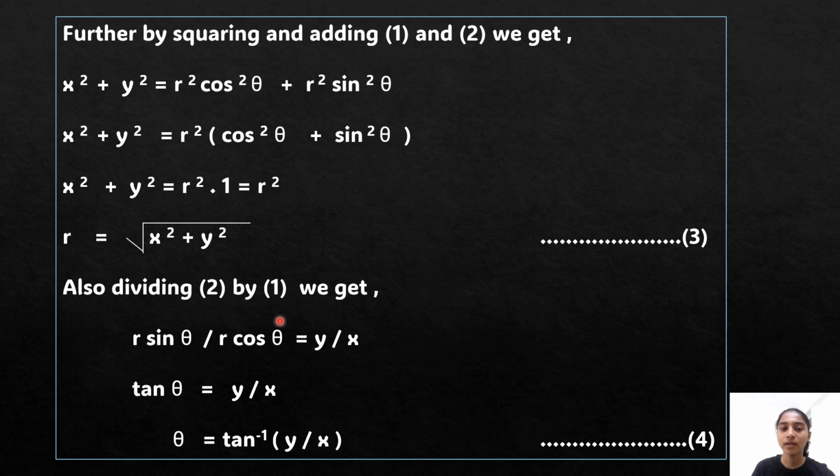Then we will get r sin theta divided by r cos theta is equal to y by x. Here r will get cancelled. So sin theta by cos theta is equal to tan theta. Then tan theta is equal to y by x. So theta is equal to tan inverse of y by x. Here we will take this equation as the fourth equation.